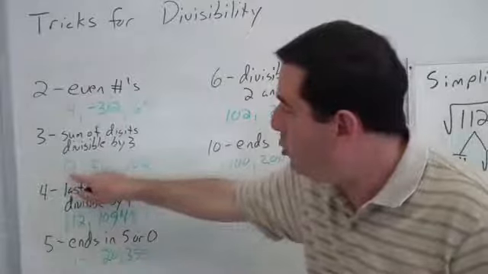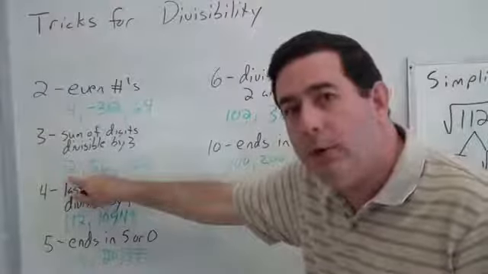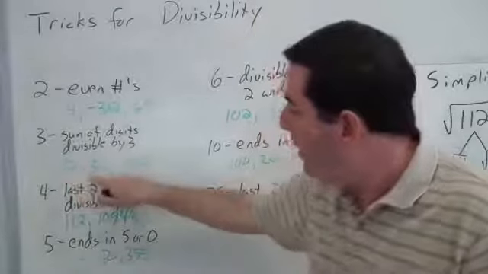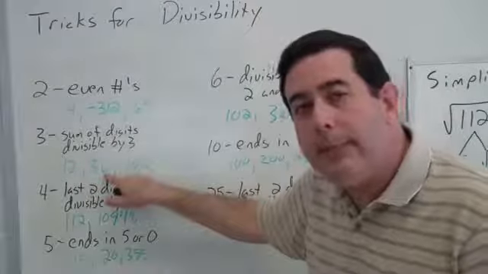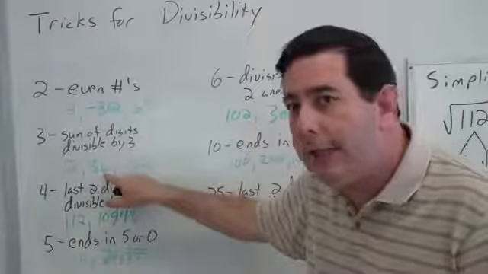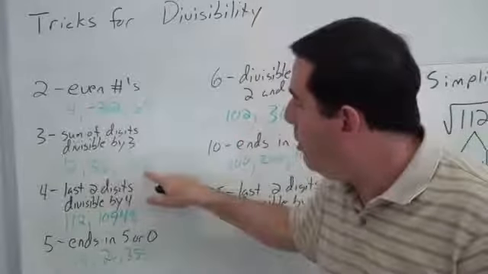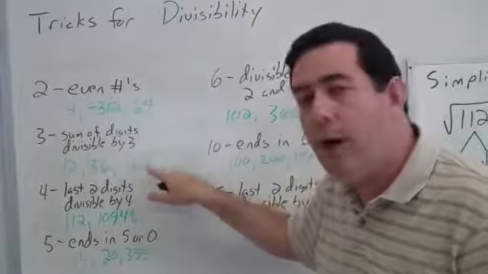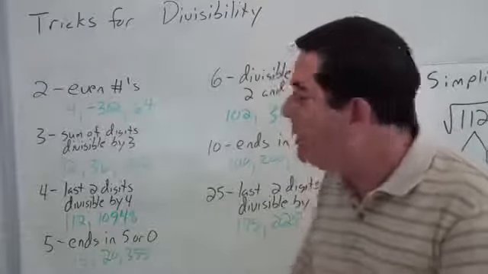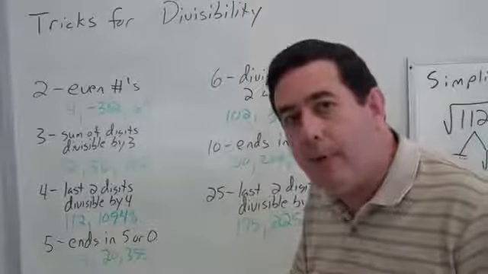For instance, 12. 1 plus 2 is 3. 3 divides 3, so 3 can go into 12. 36. 3 plus 6 is 9. 9 can be divided by 3, so 36 can be divided by 3. 102. 1 plus 0 plus 2 is 3. That's divisible by 3, so 102 is divisible by 3.